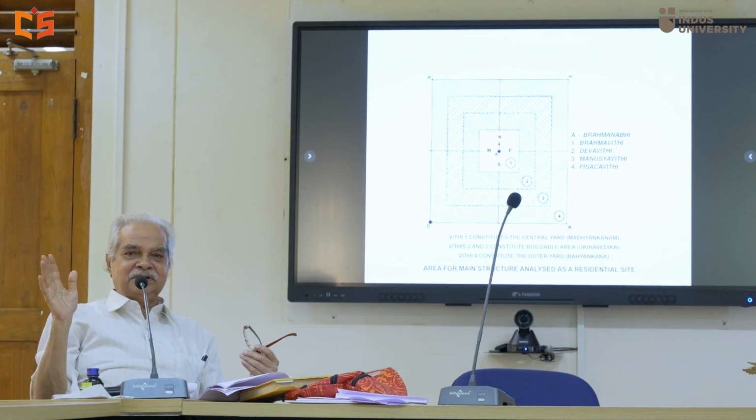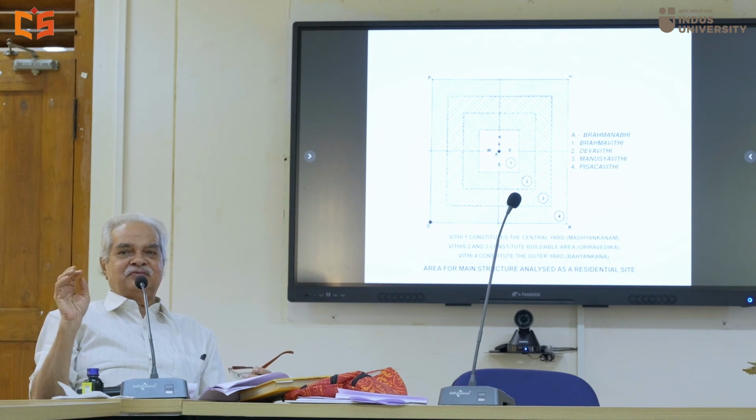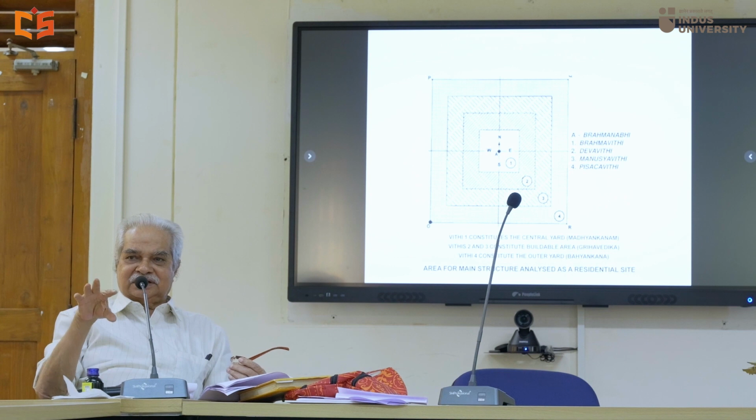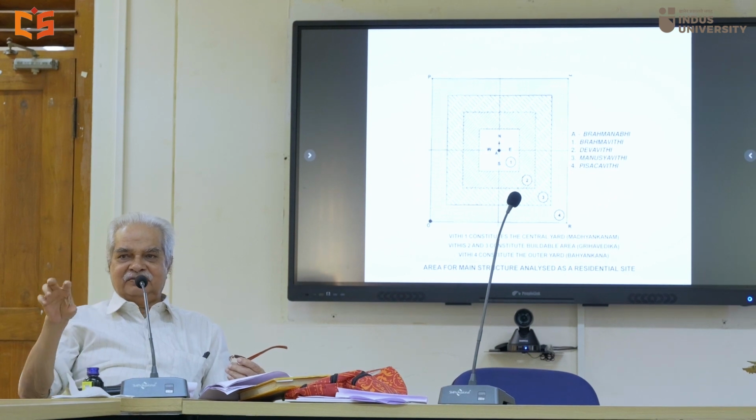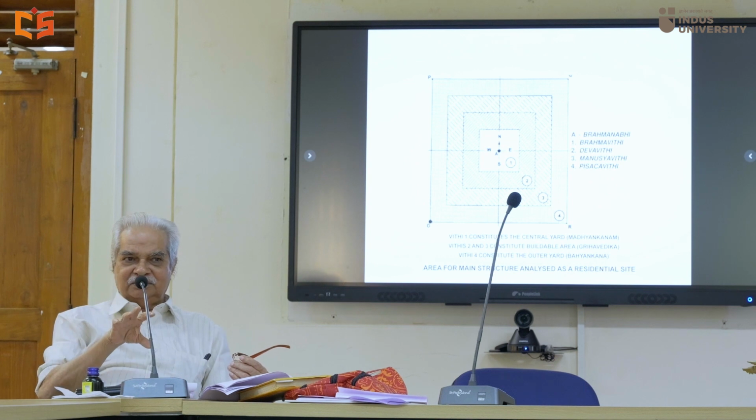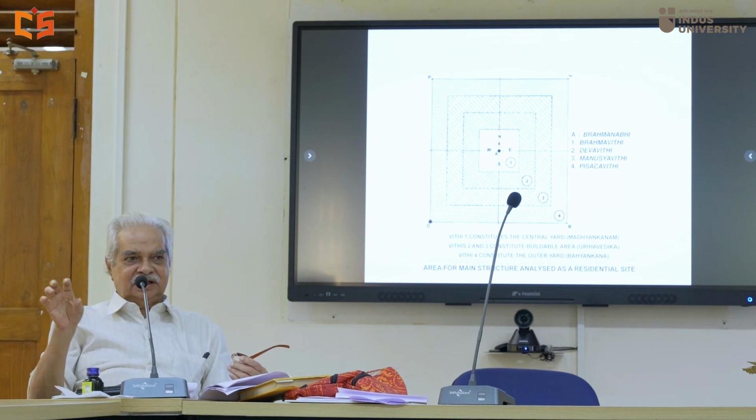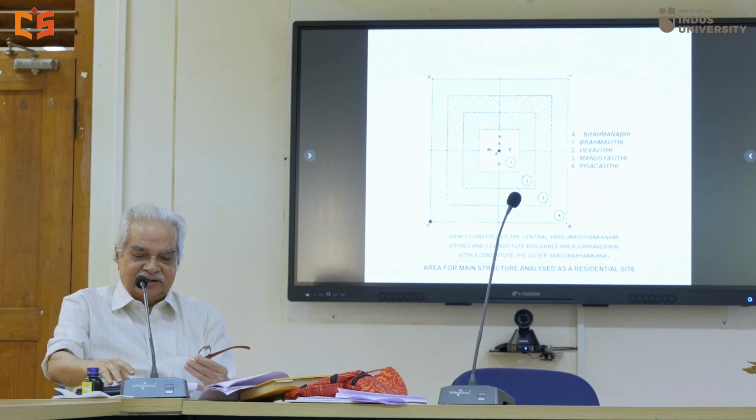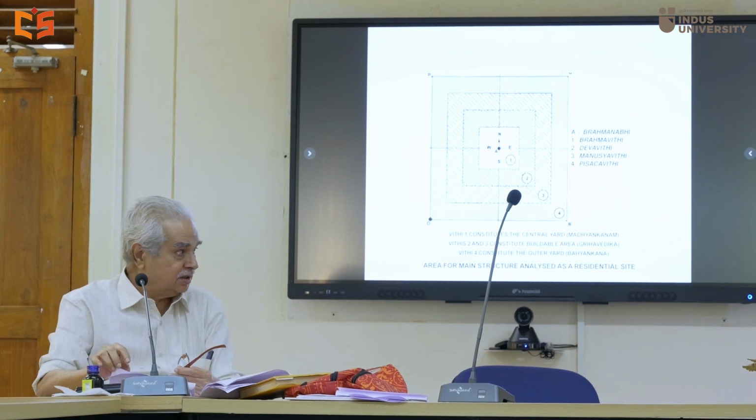So the simple geometry of a house consists of a central courtyard, a Graha Vedika, and an outer courtyard: a Madhyangana, Graha Vedika, and Bahyangana. These are the 3 things. How this will be identified is given in the next one.